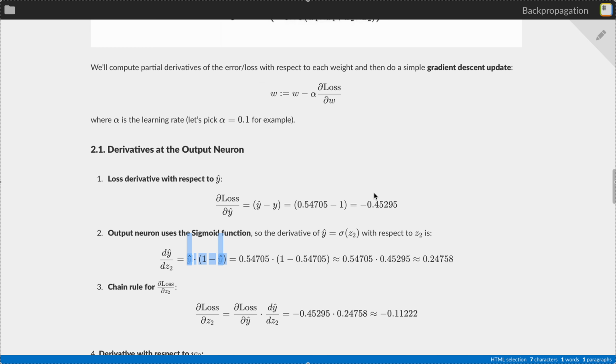So if we go back, remember what this tells us? This tells us how a small change in z2 will affect y hat. Okay? But we'll discuss this more in the next video.